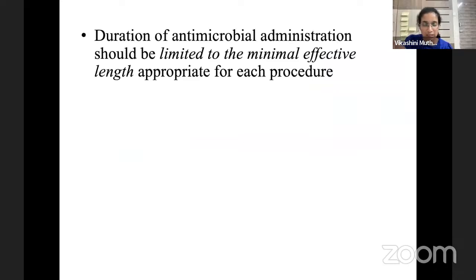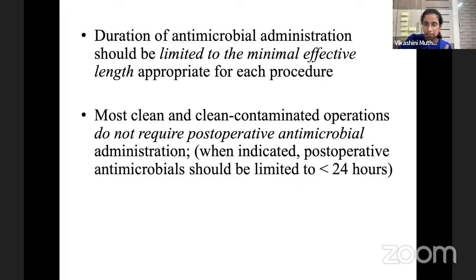Again, Sabiston clearly states that the duration of antimicrobial administration should be limited to the minimal effective length appropriate for each procedure. Hence, the first option is right. What was the first option? That antibiotic prophylaxis need not be given after the completion of surgery. Yes, because the duration of administration of the prophylactic antibiotic is limited to the minimal effective length. Also, most clean contaminated operations do not require post-operative medication unless indicated. If indicated, you can prolong it to less than 24 hours after surgery.